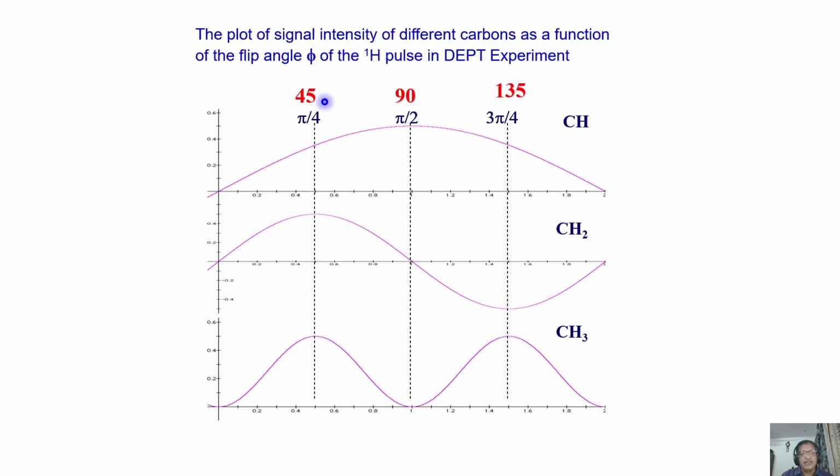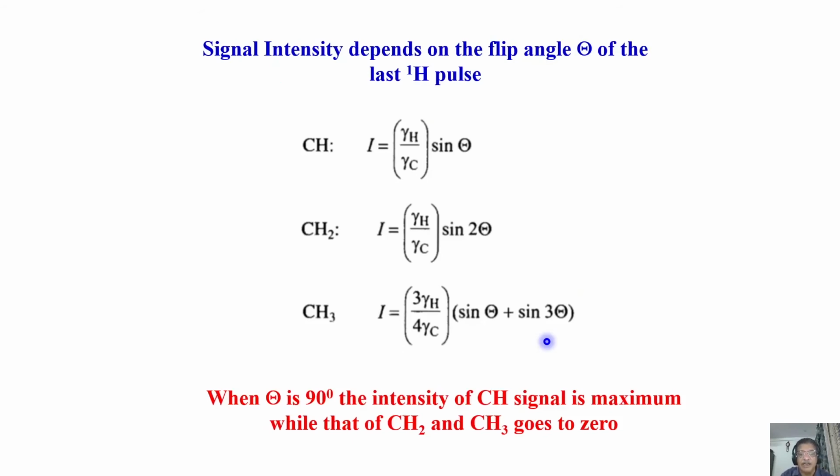Because in DEPT 45 all are positive. In DEPT 135, this is positive, this is negative, this is positive, and in 90 only this is observed. So when you do this experiment first, identify all CH carbons, do this experiment later, then identify all these carbons, then take the difference between this and this, then you know which are all CH3 carbons. Very easy. So this is called spectral editing, and how the intensity of the signal varies.